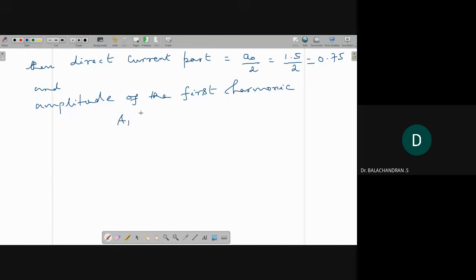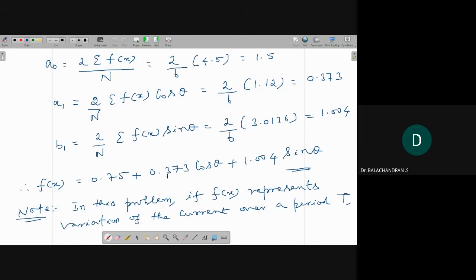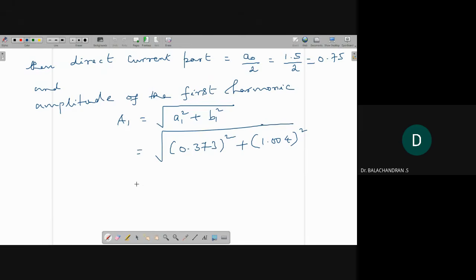The amplitude of the first harmonic is denoted by A1, equal to root of A1 square plus B1 square. So we know A1 is 0.373, whole square, and B1 is 1.004. So now the final answer is 1.07.